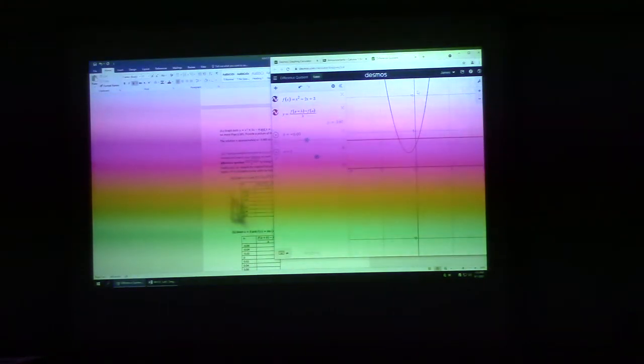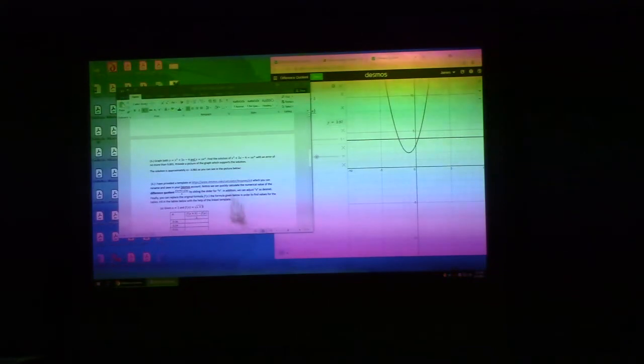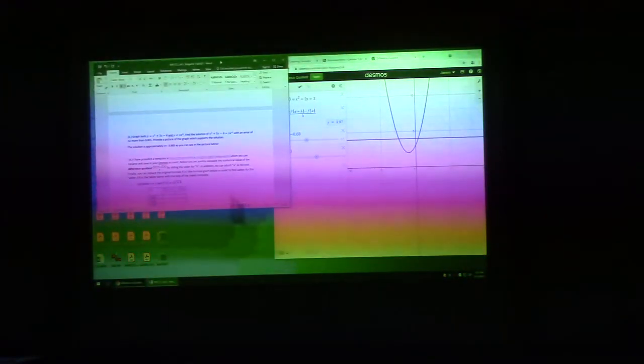So, keep that open in a slightly smaller window so you can also look at the Word document at the same time. You want to have both side by side so you don't go crazy. All right.